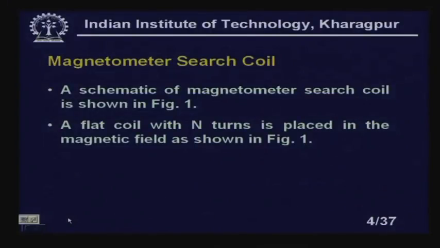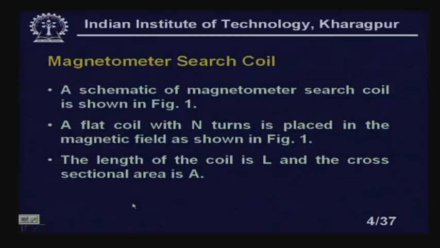A flat coil with n number of turns is placed in a magnetic field as shown in figure 1, right. N number of turns are there, it is a flat coil. Obviously, the more turns, the more output voltage I will get, that is also very important. But as you increase the number of turns, the size of the coil also will increase. No more the flatness we are assuming will be valid, and moreover the weight of the coil will also be quite large. So, that creates other problems.